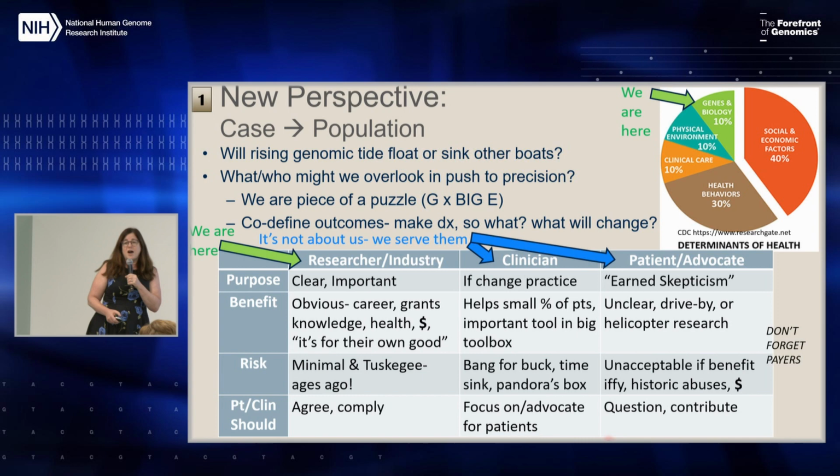Is this going to be drive-by research where you come in, do your work, you leave, and we're still sick? And what resources are you taking away? Put them into housing or schools if that's all you're going to do. The risk is unacceptable if the benefits are iffy, and they feel it's their role to question and contribute. And thinking about payers, that's a whole other way people think about this. So in order for us to move forward, we really need to think from multiple perspectives and remember who we serve.